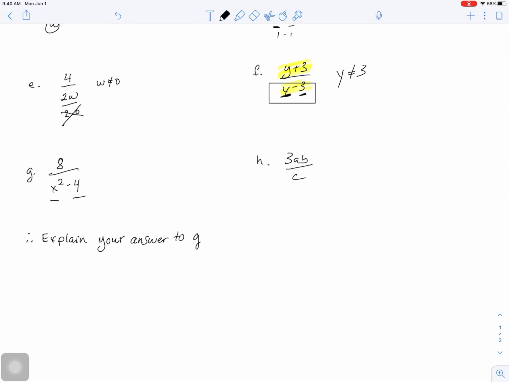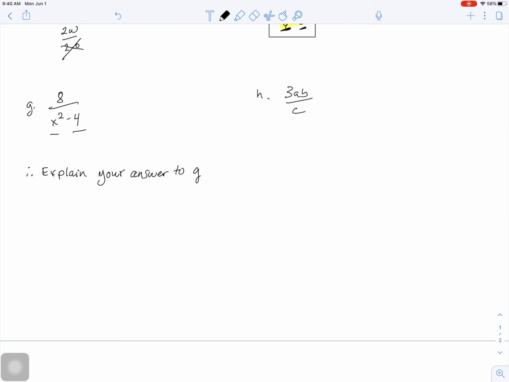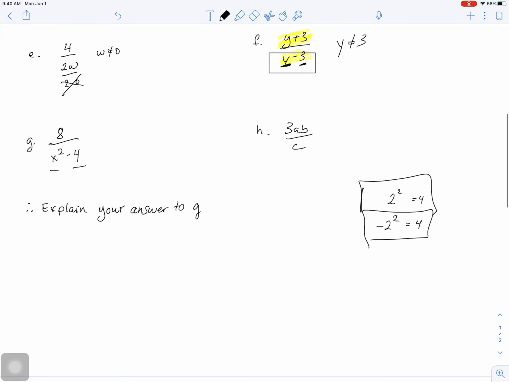G has an x squared in there. So remember up here they said which number or numbers. Well, x squared, just so you know, if I go 2, I'm giving you your answer already, 2 squared is going to give me 4, and negative 2 squared is going to give me 4. So you have to always remember when you're squaring numbers that they're going to give you two different possibilities. So we really don't want our bottom, when we take 4 off of the bottom, to make it 0. Well, I've just given you your answer there. So x cannot equal plus or negative 2.